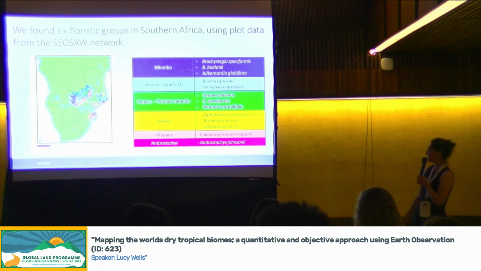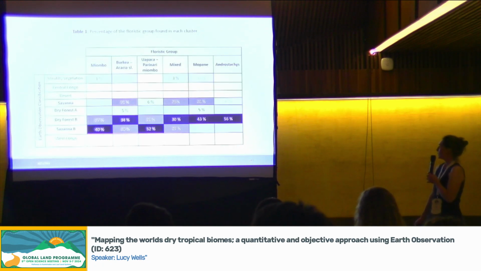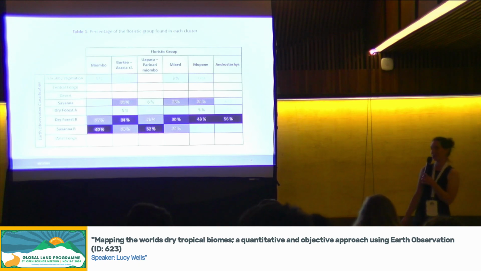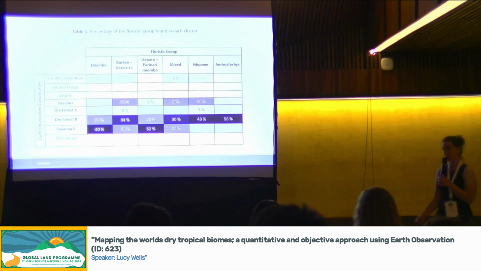And then we compared this to the structural map. We don't actually have plots in the Congo region or the desert areas, but we're mostly interested in the center. The main takeaway is we're looking at the percentage of the floristic group found in each structural cluster, and the main story is that it's very mixed, so structure doesn't really match floristic composition. So we need to be more careful in including a broader understanding of what's going on in different vegetation types when we're naming them and then for managing them.